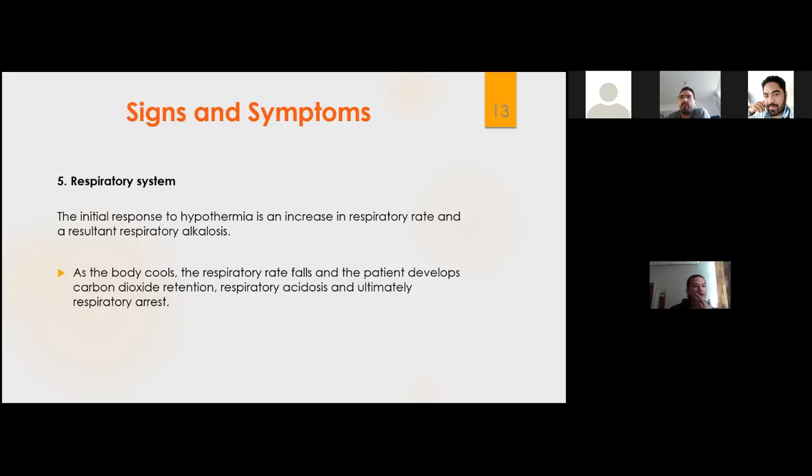For the respiratory system, the initial response to hypothermia is an increase in respiratory rate and a resultant respiratory alkalosis. As the body cools, the respiratory rate falls and the patient develops carbon dioxide retention and respiratory acidosis, and ultimately it will lead to respiratory arrest.